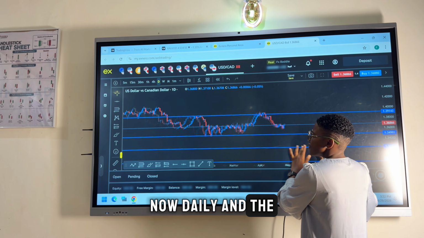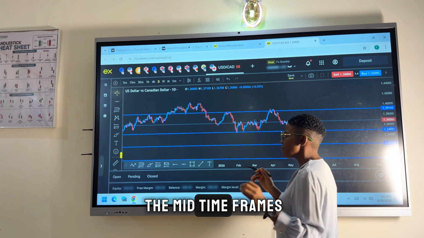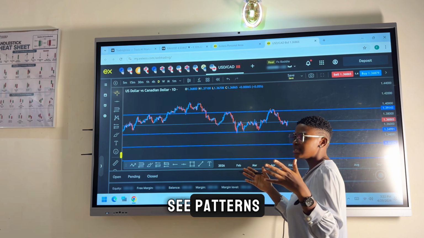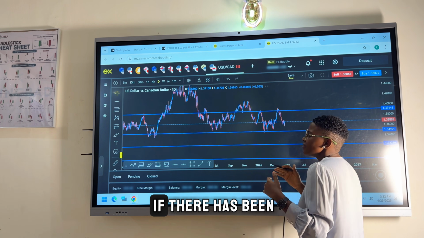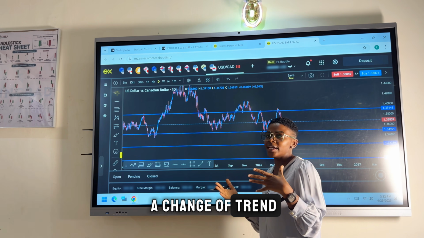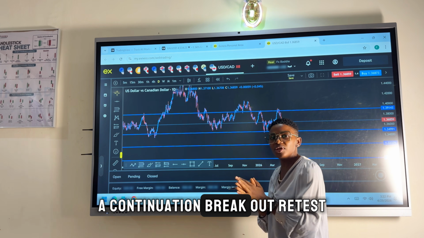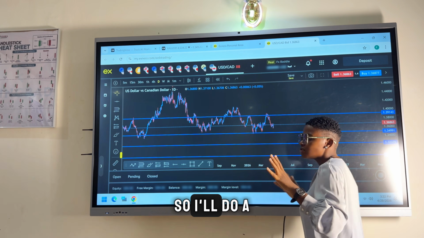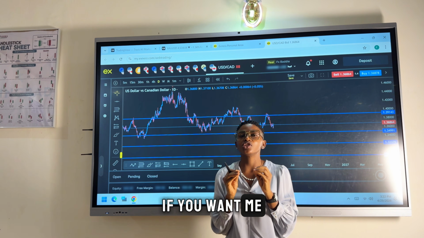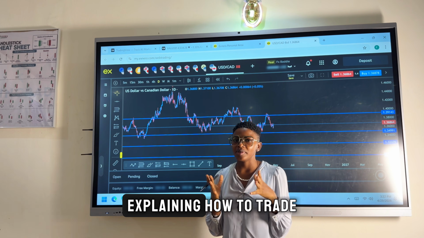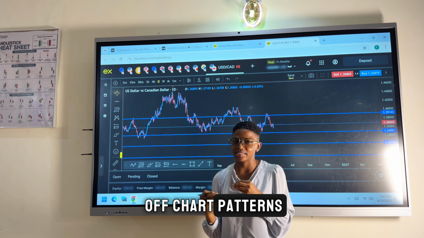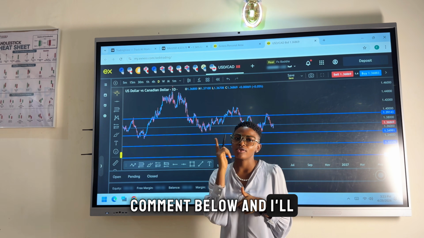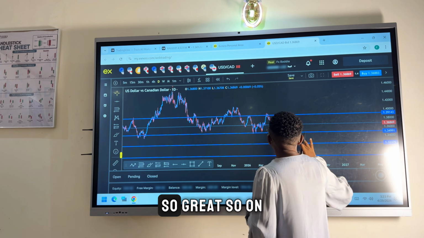Now, daily and the 4 hours, they are the mid time frames where we get to see patterns, we get to see if there has been a change of trend, a continuation, breakout, retest. That is what we are looking at here. So I'll do a separate video. If you want me to do a separate video explaining how to trade off chart patterns, comment below and I'll drop it for you. So great.